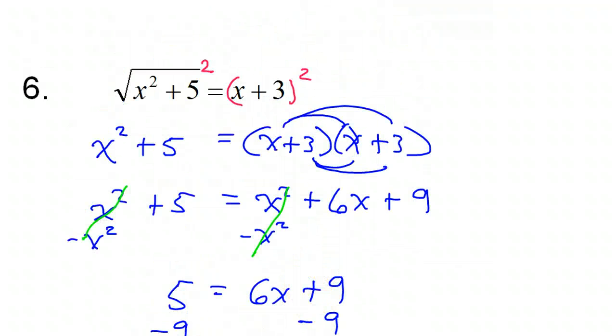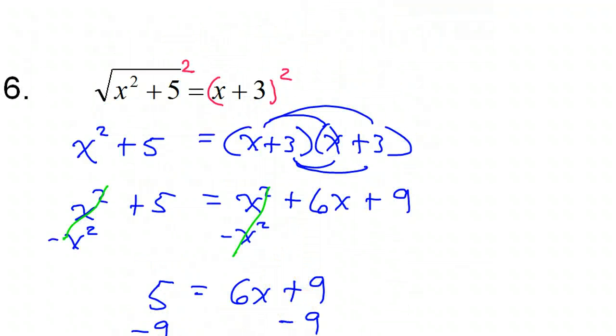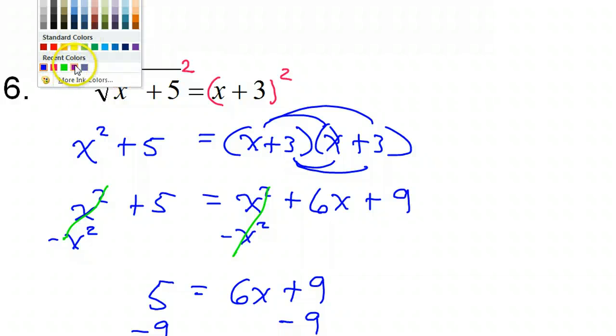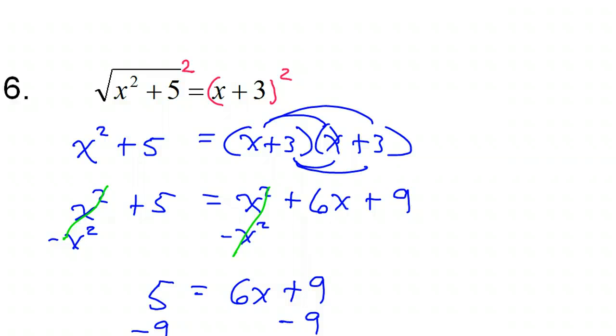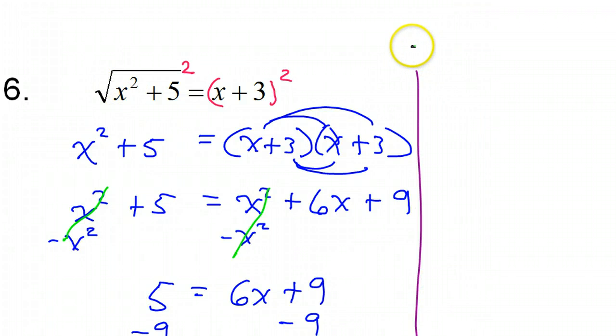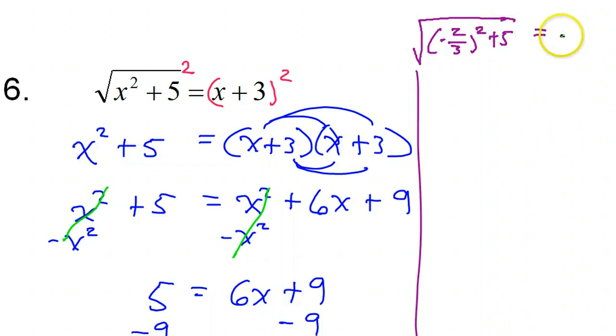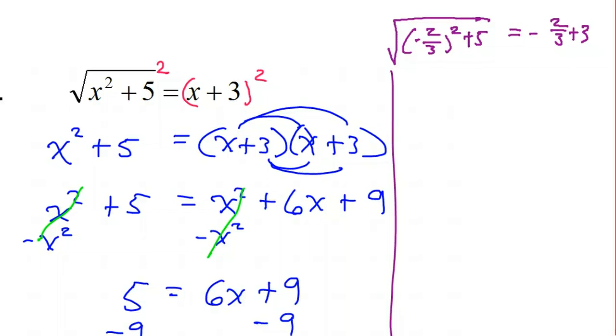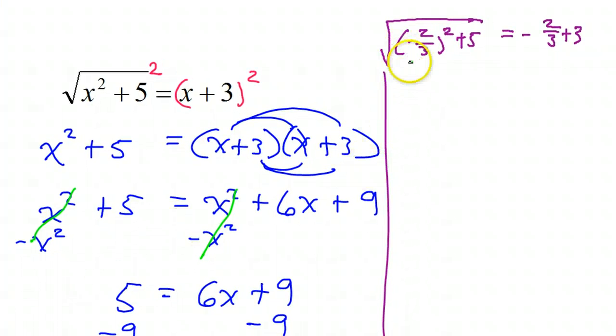So negative 2/3. I think I might cheat a little and use my TI-30 just because I'm in a bit of a hurry. So we have negative 2/3. See if I can squeeze this in. So if I put that in here, I would have negative 2/3 squared plus 5, and that's supposed to equal negative 2/3 plus 3. This will be a little bit of a pain to do by hand, but what are you going to do? Sometimes you got to do what you got to do.